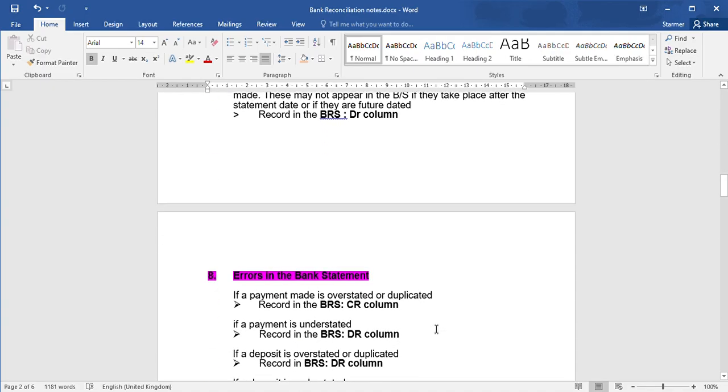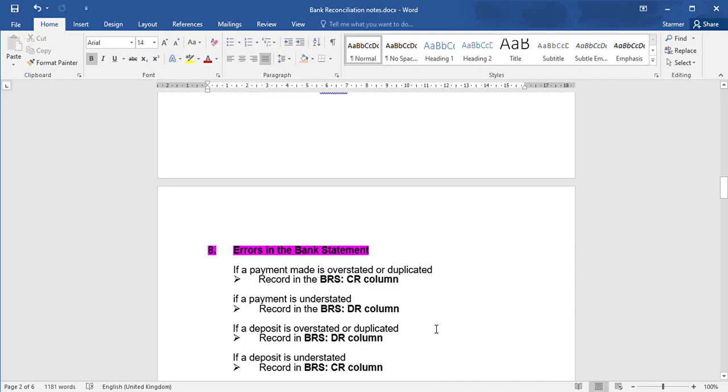Right, then errors in the bank statement. There are various things here. If a payment made is overstated or duplicated, in other words, it's put into the bank statement twice, that is a bank error, so it needs to go in the bank recon statement. And because they took too much money away from us, you're going to put that in the credit column. They owed that money back to the business. If, however, a payment is understated, then the bank reconciliation statement will need to be debited because they did not take enough money out of our account.